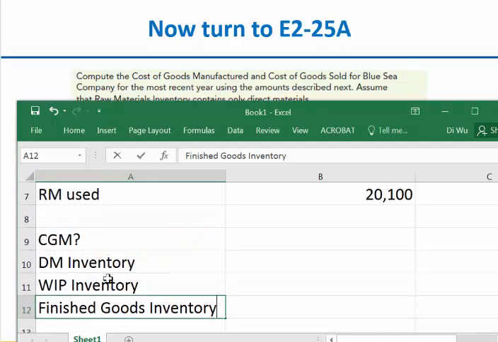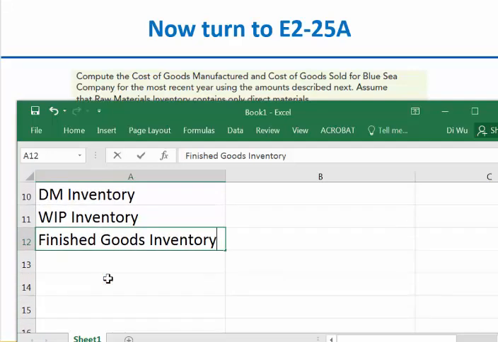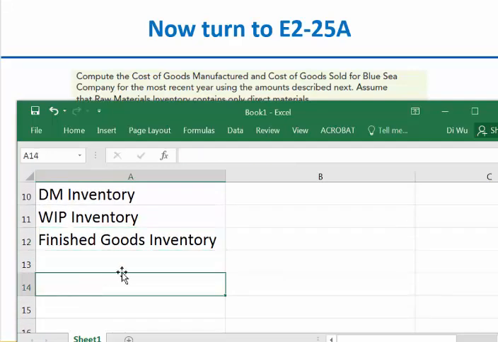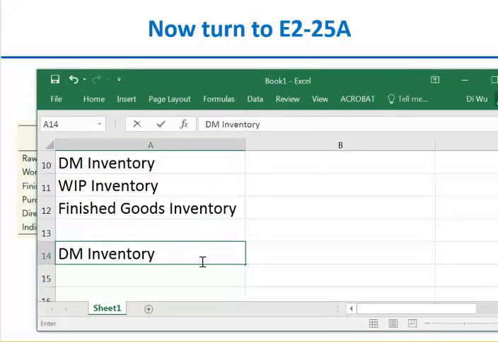Then finally CGS. So let's take a look at the direct materials inventory. I have to figure out during the current manufacturing period what is the cost of direct materials used in my production, in my manufacturing. So I'm going to take a look at direct materials inventory to find direct materials used in the current manufacturing period. So that's my first step.